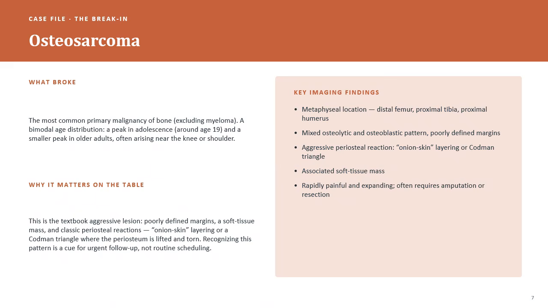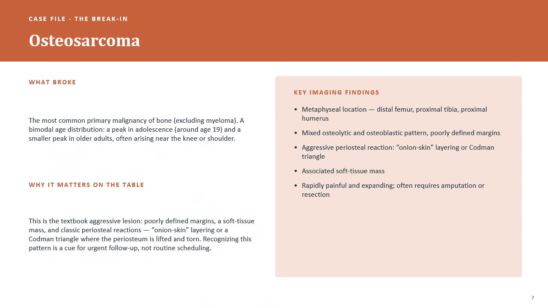The next case file we're going to look at is osteosarcoma. So we're talking about a malignant bone tumor. It's the most common primary malignancy that they can find in bone. It does have a bimodal age distribution, so there's two age groups. It usually peaks in adolescence around age 19, and also there's a peak in older adults.